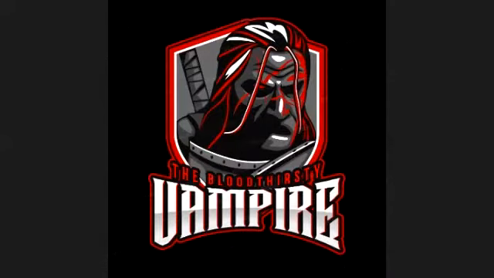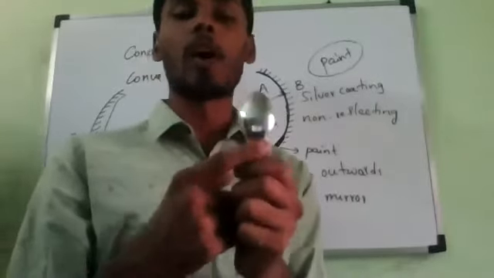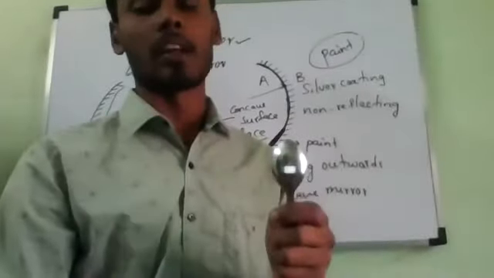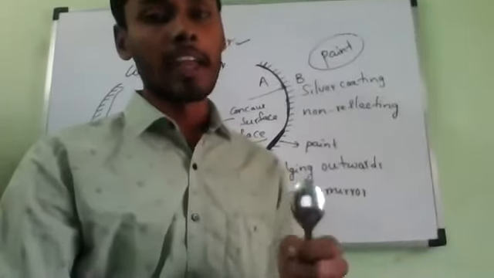So a convex mirror always forms an image behind the surface. A convex mirror always forms a virtual image. That is the first condition to remember. And it is always a diverging mirror. What do we call it? Diverging mirror. Understanding? Write it now.